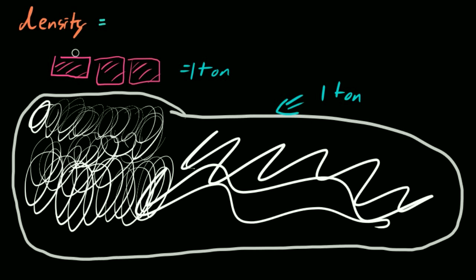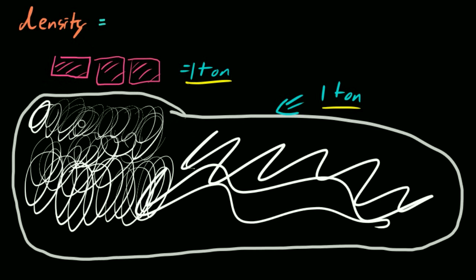So therefore, what we can say is that these 3 bricks are much more dense. There's much more mass, much more matter packed into these 3 bricks than there is packed into a whole bunch of feathers. So the bricks are going to be more dense. We've got a collection of bricks and a collection of feathers, and they both weigh the same amount, 1 ton, but the feathers are much less dense.